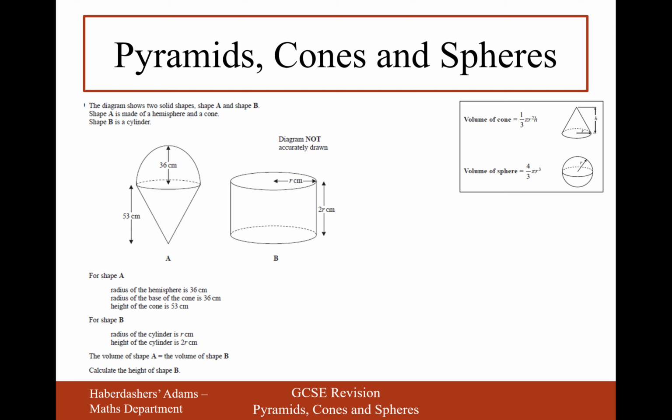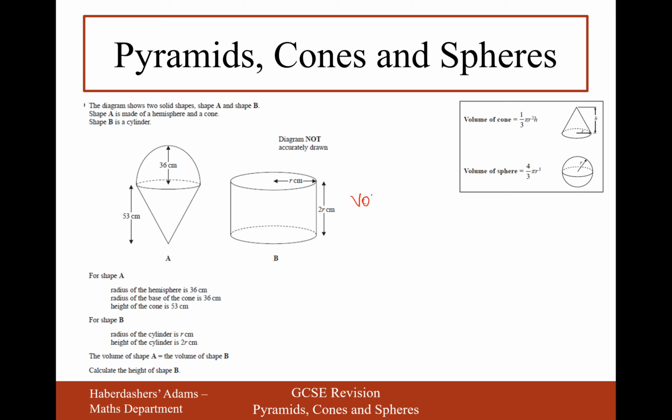Okay, so in this shape here, if you can't read it again, come out of the video, go in the description, there's a worksheet available with these questions on it. So the radius of the hemisphere is 36, the radius of the base of the cone is 36 as well, the height of the cone is 53, the radius of the cylinder is r, the height of the cylinder is 2r, the volumes of the shapes are equal, calculate the height of shape B. Okay, so we need to work out shape A first.